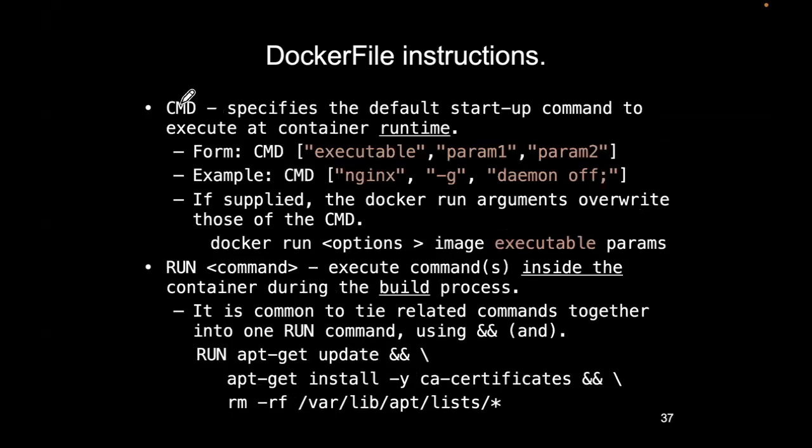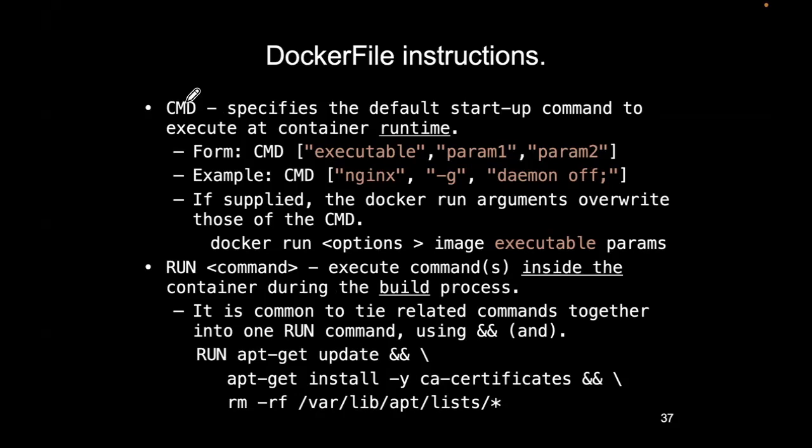The CMD instruction, or directive, specifies the default startup command to execute at container runtime. So when we ask Docker to create a container based on our image, it will set up the file system inside the container, but then it will run some command at the end of that process. And the command it runs is whatever we specify in the CMD directive.